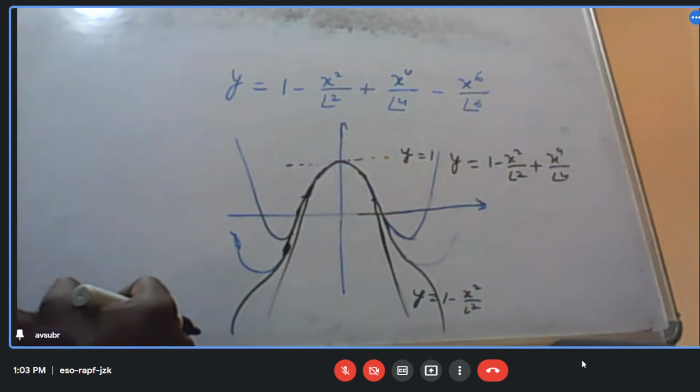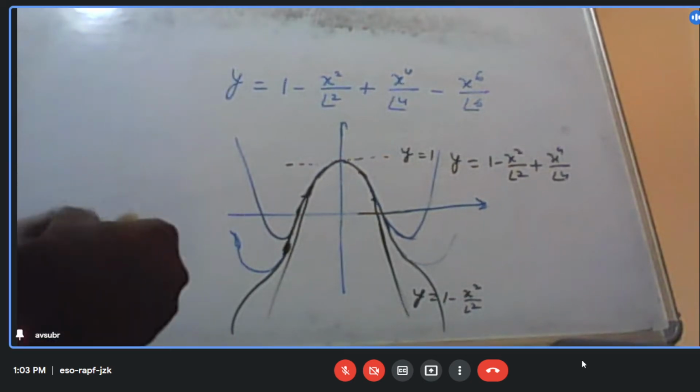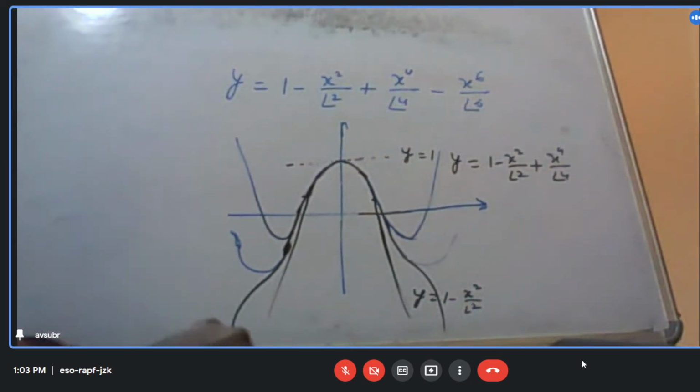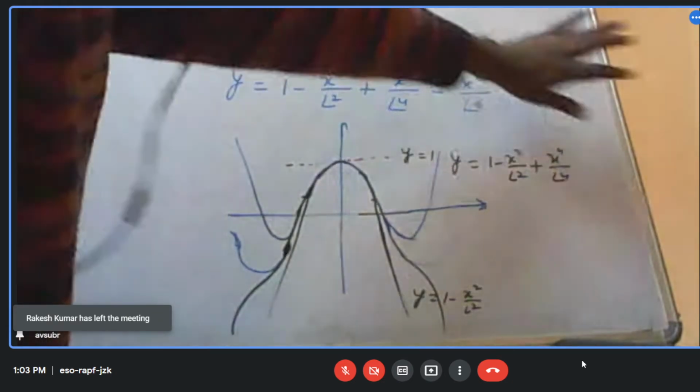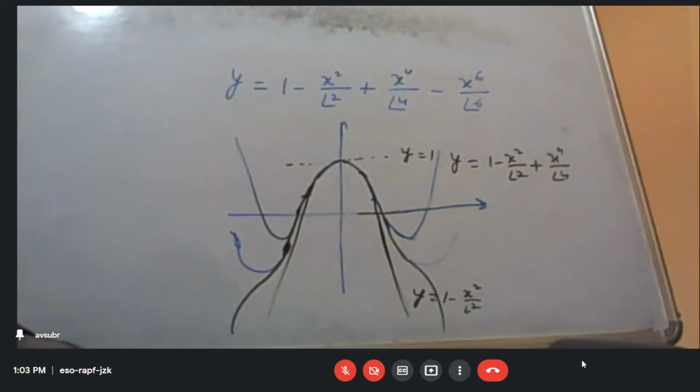All right. So we have understood this. It means that adding terms does actually work over here. So what will be the next term over here? Can anybody tell me? X raised to power 8 by 8 factorial.